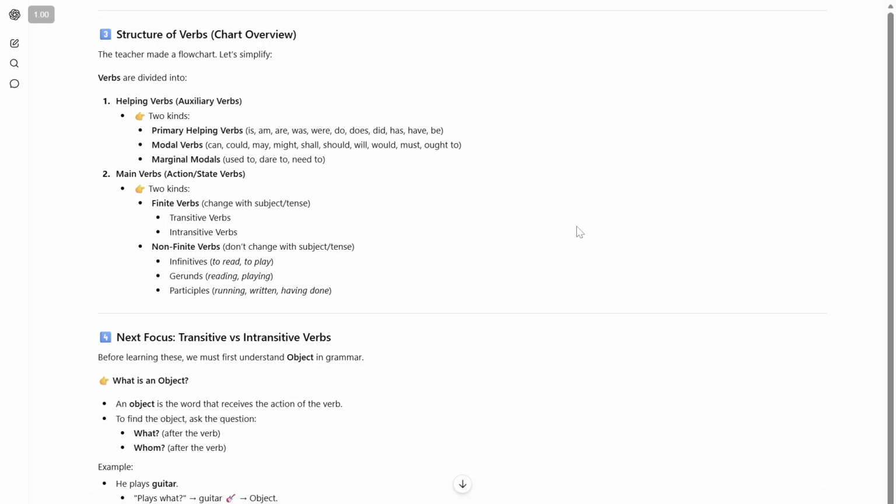Primary helping verbs: is, am, are, was, were, do, does, did, has, have, be. Modal verbs: can, could, may, might, shall, should, will, would, must, ought to. Marginal modals: used to, dare to, need to. 2. Main verbs: action and state verbs.